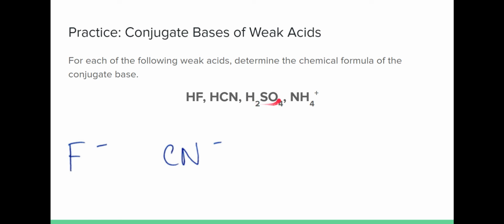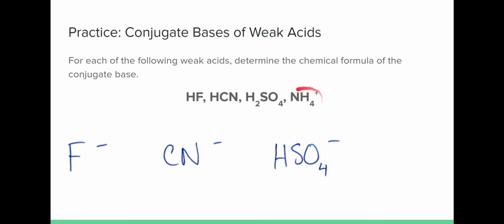Now, if we look at sulfuric acid, it is a diprotic acid because it has two hydrogens that can be lost. If we're only looking for the conjugate of this specific acid, it's only going to lose one hydrogen at a time, so the conjugate base of this acid is simply HSO4 with a -1 charge.